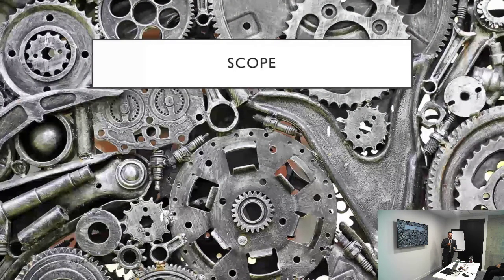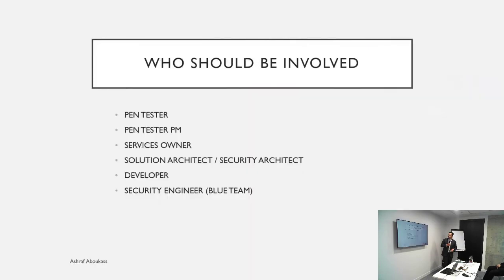So let's talk a bit about scope. Scoping is an interesting one, and it's very difficult, if I'm completely honest. But you should involve a pen tester, the pen tester PM or the security consultant, the service owner, a solutions architect or a security architect, a developer, and somebody from the security engineering team. Together, collectively, you should agree on a good scope, okay?